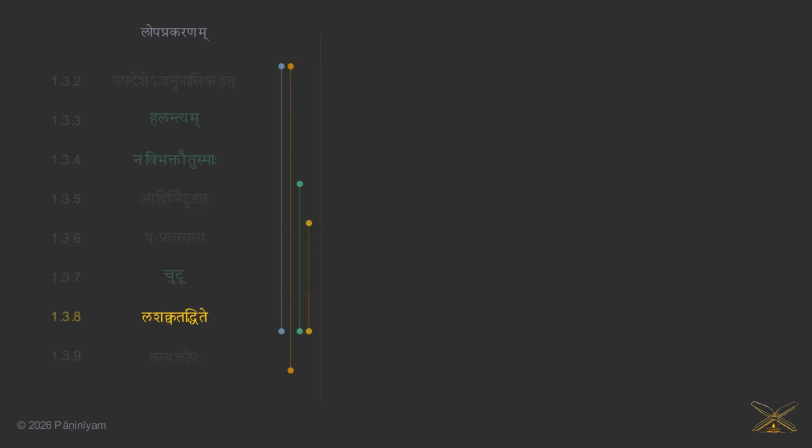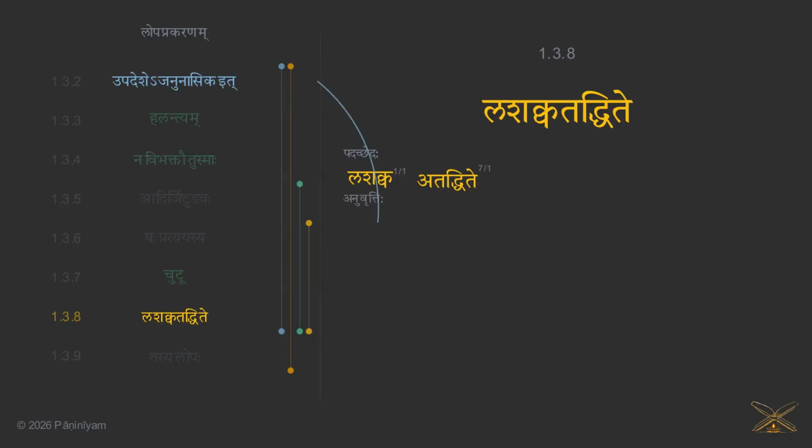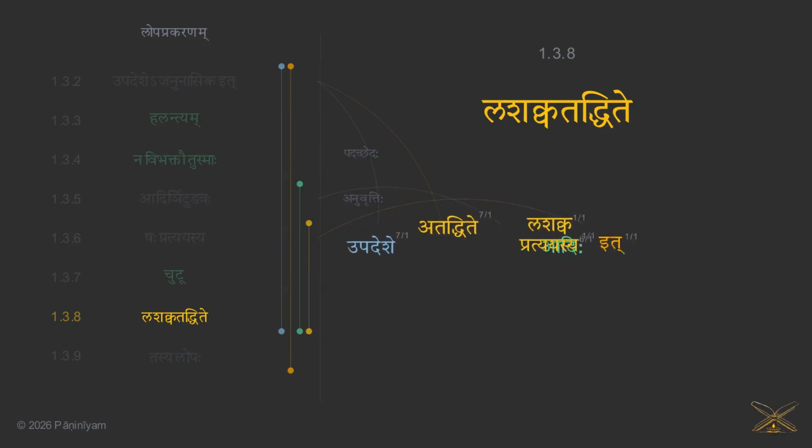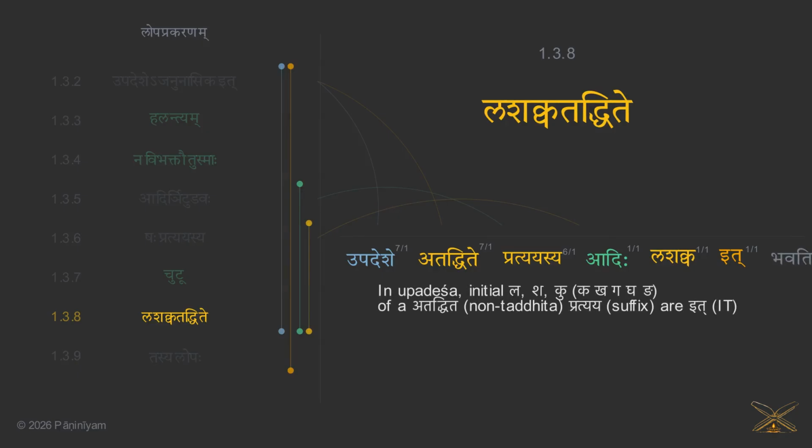Next sutra is Lashakvataddhite. If you break it, it becomes La Sha Ku Ataddhite. The anuvrittis are Upadeshe, It is also coming from 1.3.2, Pratyayasya is coming from the sutra Pratyayasya, and Adi is coming from Adirnitudavaha. With this entire thing, this is how the meaning is derived. Upadeshe ataddhite pratyayasya adih lashaku itsangyah bhavati.